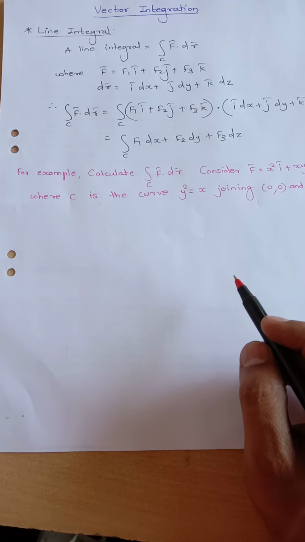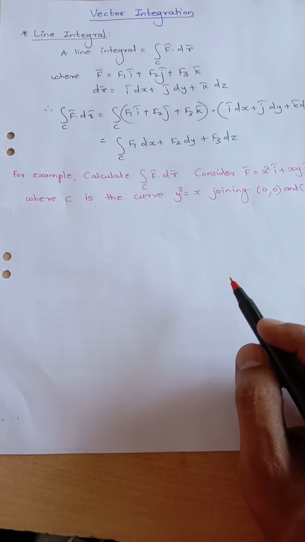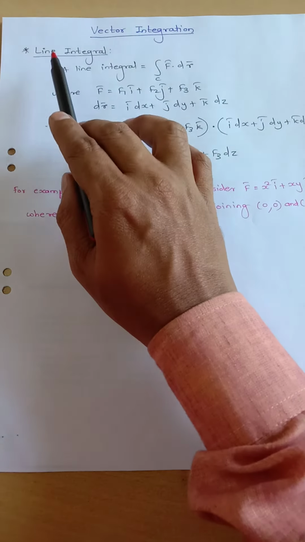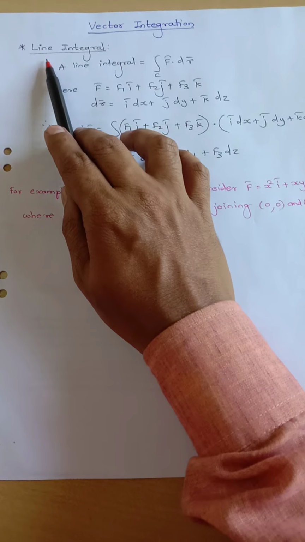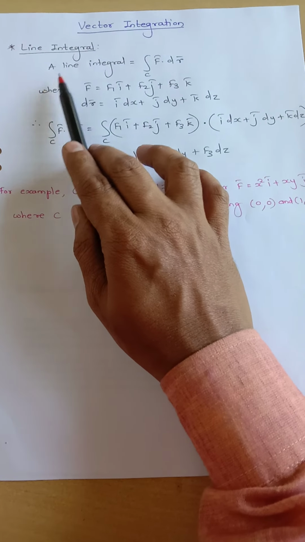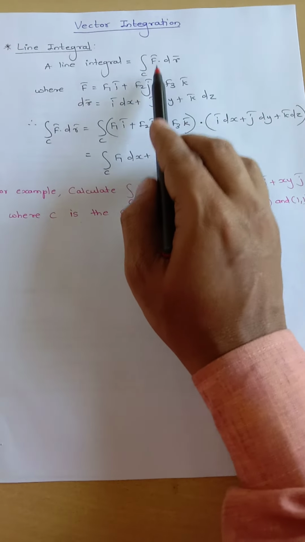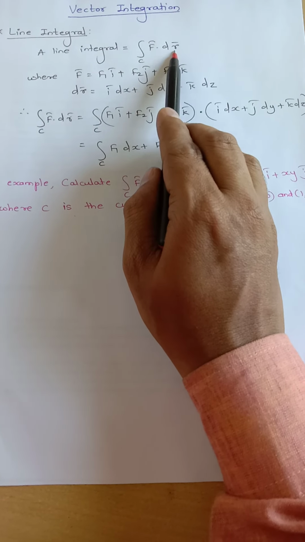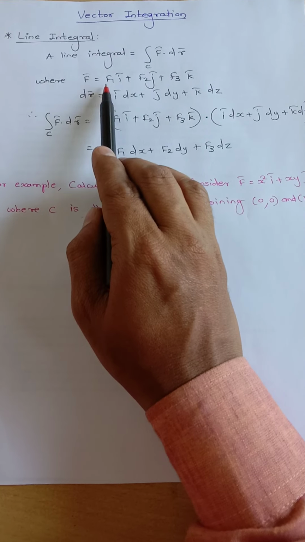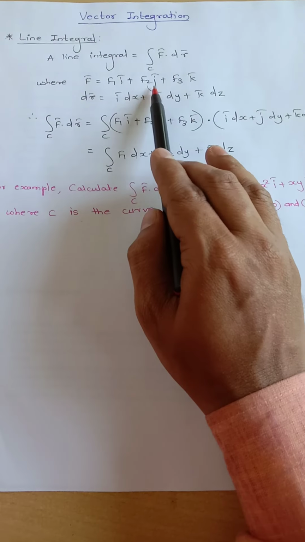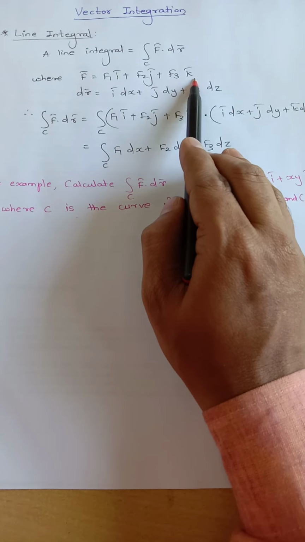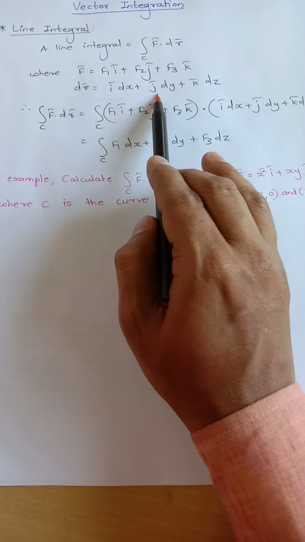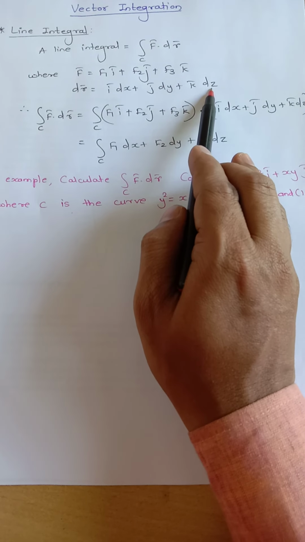In today's video, we are going to learn vector integration. The first point is the line integral. A line integral is equal to the integration over C of f bar dot dr bar, where f bar is equal to f1 i bar plus f2 j bar plus f3 k bar. Dr bar is i bar dx plus j bar dy plus k bar dz.